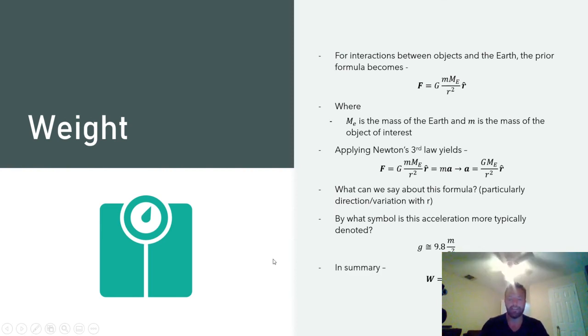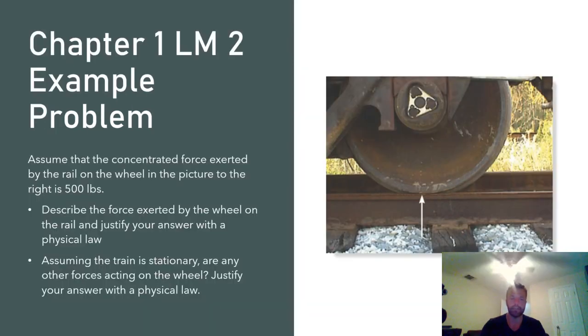So in summary, the formula that you're probably very used to seeing is that for the particular case of the gravitational interaction between an object and the Earth, we can call that force its weight, and it's just going to be proportional to this gravitational constant g, which the way that I've written it there is a vector. Its direction is going to be towards the center of the Earth, and its magnitude is going to be approximately, in SI units, 9.8 meters per second squared.